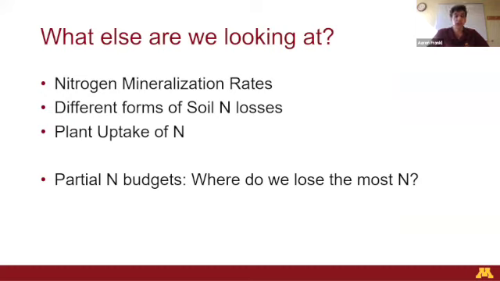We're also interested in looking at some of the organic forms of nitrogen and the movement between organic and inorganic forms of nitrogen and how that changes with drainage. And also plant uptake of nitrogen. How are plants changing how they take up nitrogen with drainage versus without it? In the end, hopefully all these pieces together will help us create some partial nitrogen budgets and help us quantify where we lose the most nitrogen, so we can begin to think about how these drainage systems are going to impact our nutrient management in sum.